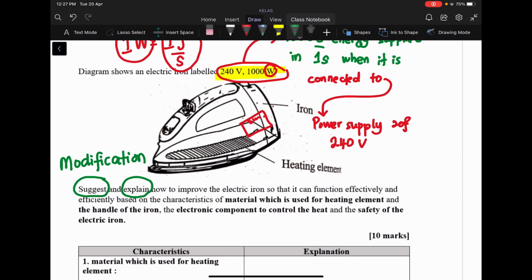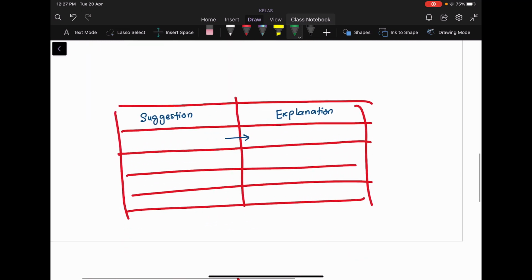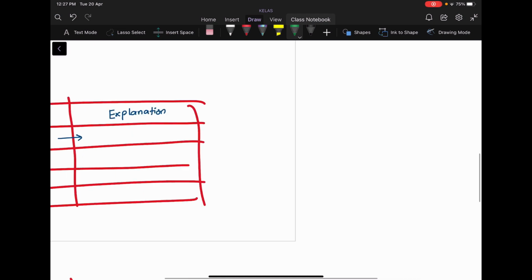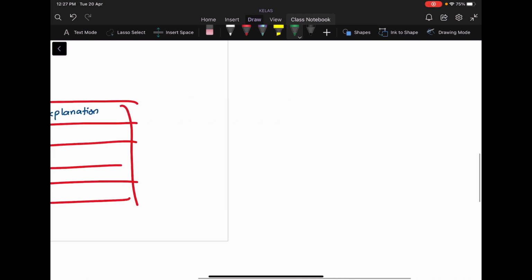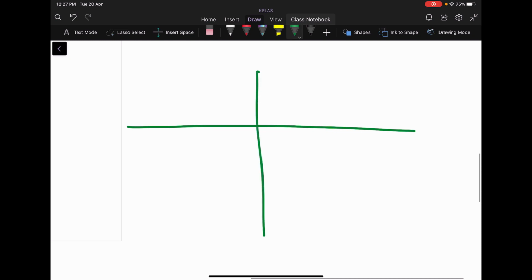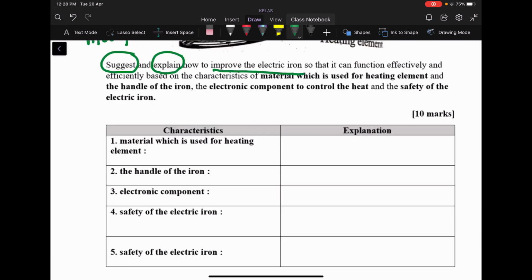So you draw a table. But when drawing the table, as I showed earlier with your other friends, don't draw it line by line, it wastes time. What we want is just this form: to improve the electric iron so that it can function effectively and efficiently. Keep in mind we have an iron, but what improvement can you make so that the iron becomes more efficient? Now it's a new era, there are many kinds of iron, Philips or not Philips, some more advanced.